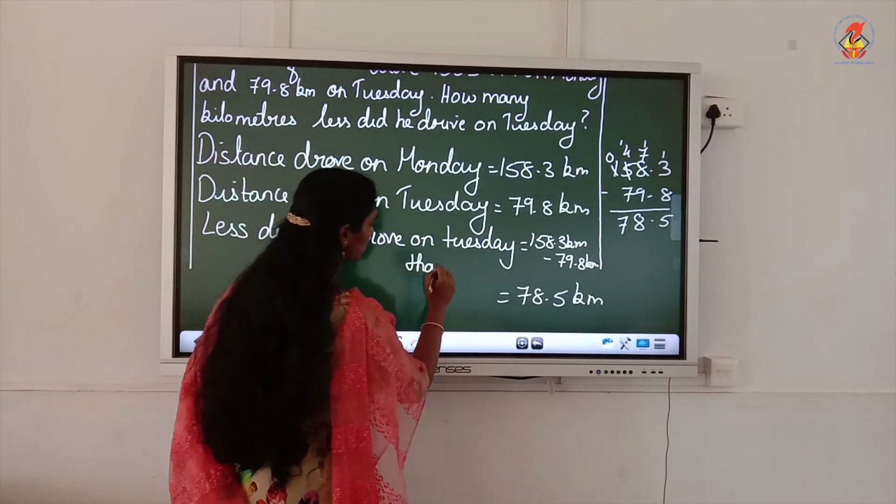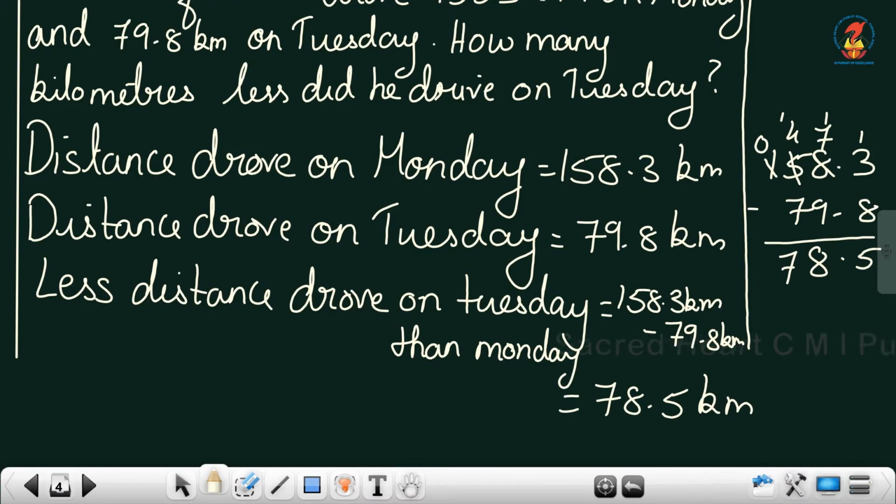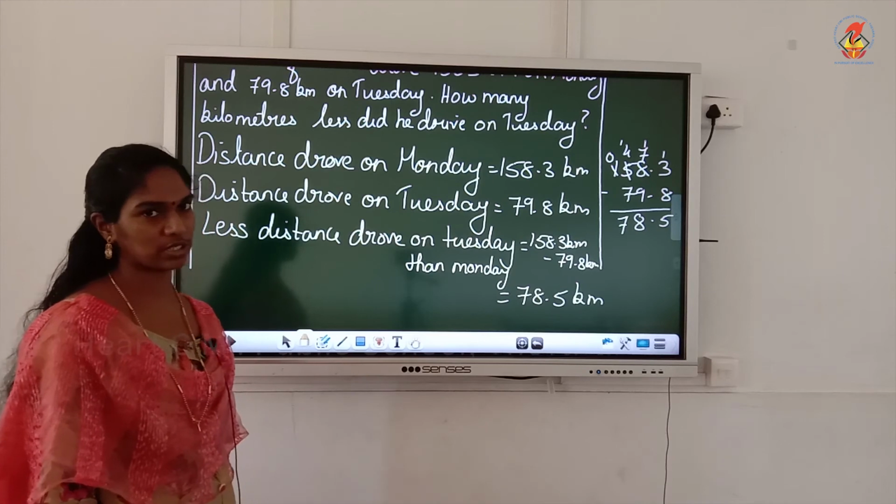You can add this also over here because there is a comparison. Less distance drove on Tuesday than Monday. It's a comparison. So you have to minus 158.3 kilometer minus 79.8 kilometer. You will get 78.5 kilometer. Okay.